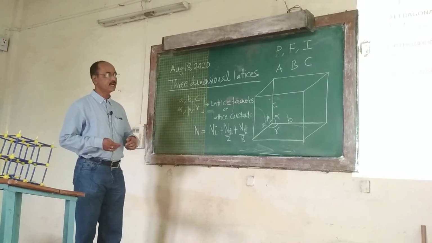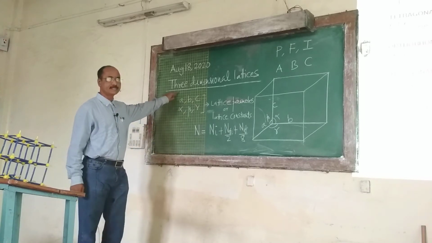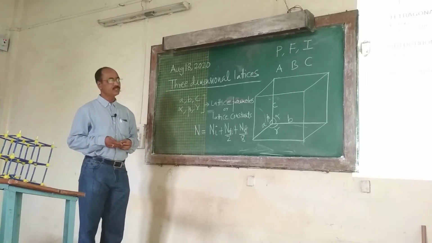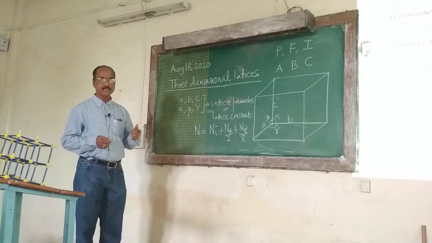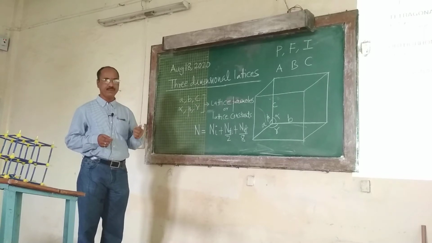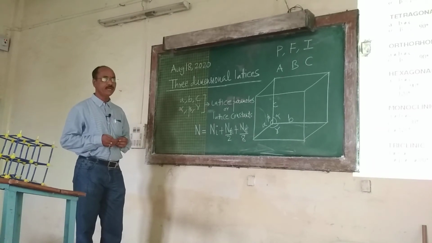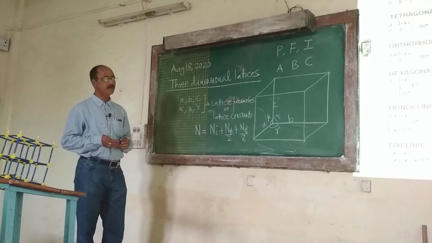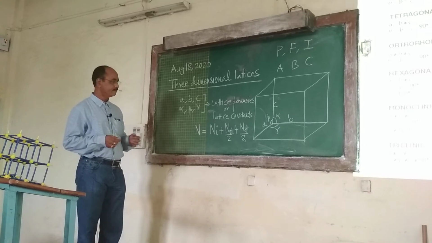Now, in today's lecture, we are going to study 3-dimensional lattices. In 3-dimensional lattices, there are 7 crystal systems and 14 Bravais lattices. So we are going to study these crystal systems and Bravais lattices and their lattice parameters in detail.